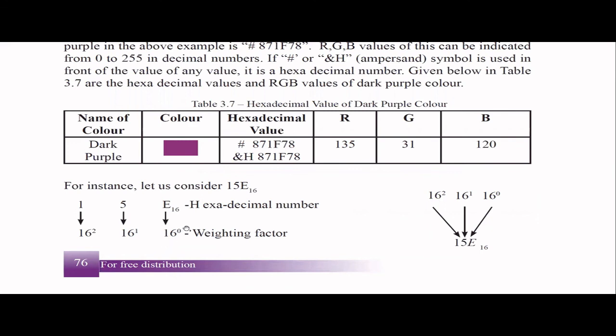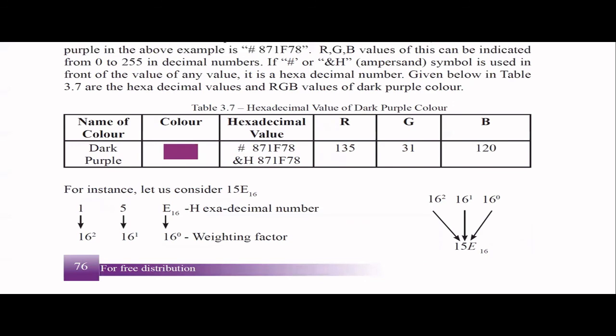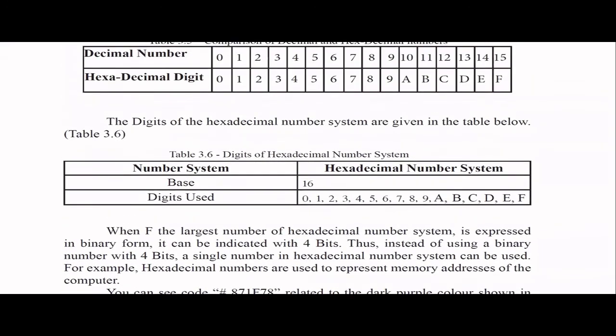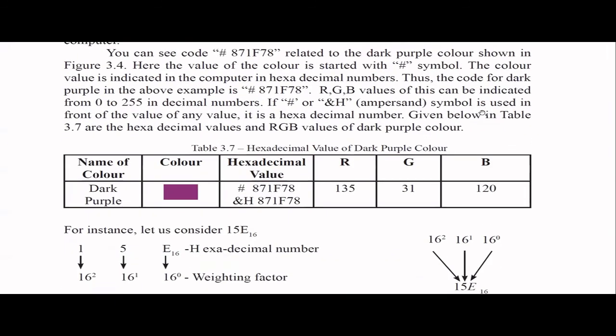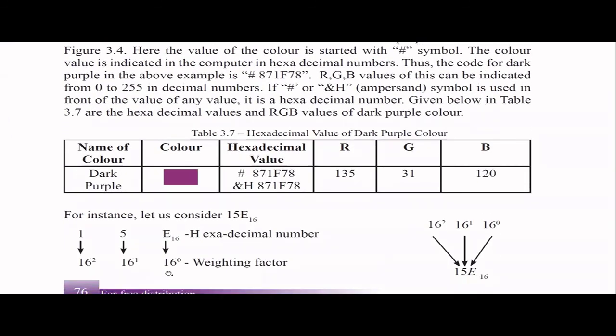16 to the power 0 is 1. 1 into E. E means what? Remember, in this grid, we learned E is representing number 14. So here, 16 to the power 0 means 1, 1 into E. Understood? Here it's 5 into 16 to the power 1, which is 16. 16 into 5 is the value you have to get.